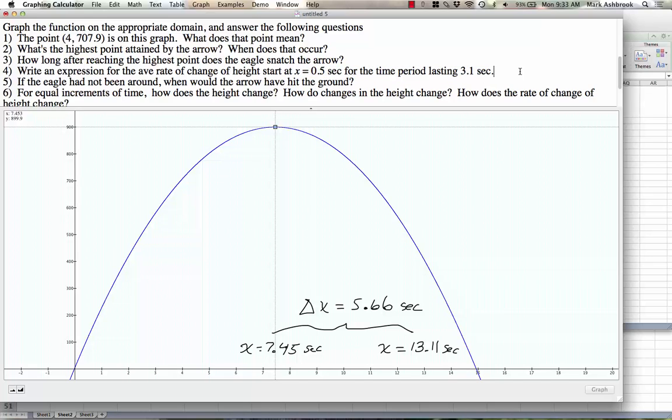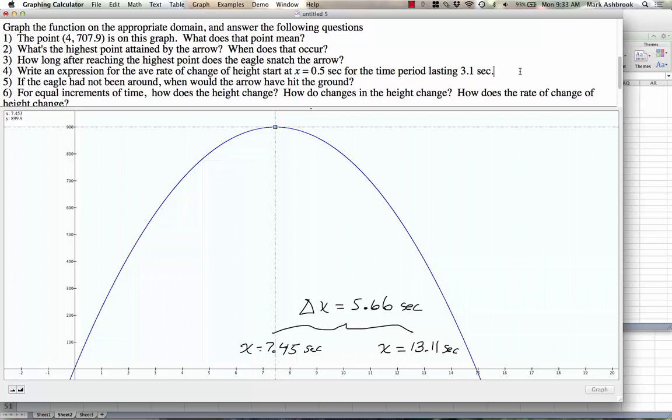Okay, so this is super important, and we did this back in Module 3, both writing expressions using function notation, and then average rate of change. So this number 4 is maybe arguably the most important question. So how did we do? So an expression for the average rate of change of height starting at 0.5 seconds.